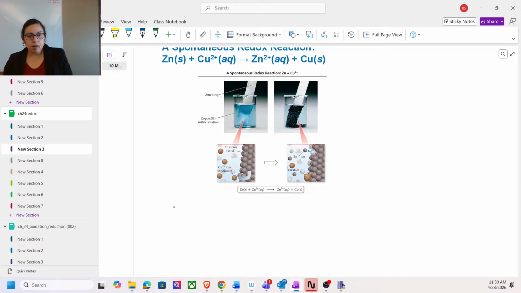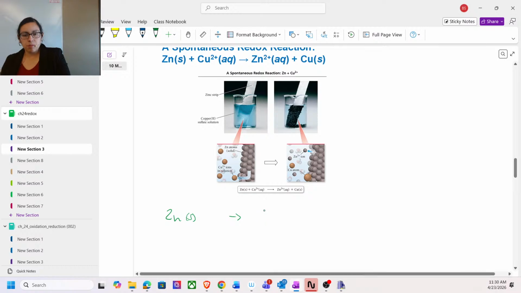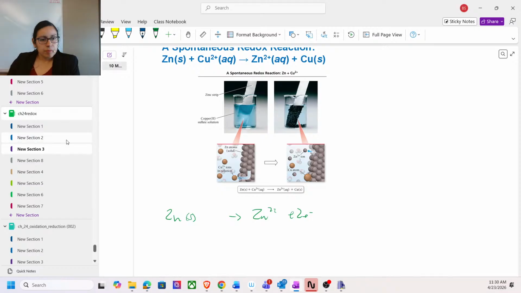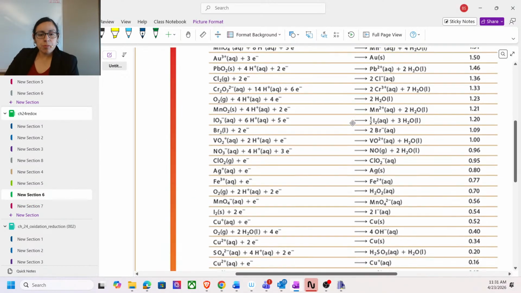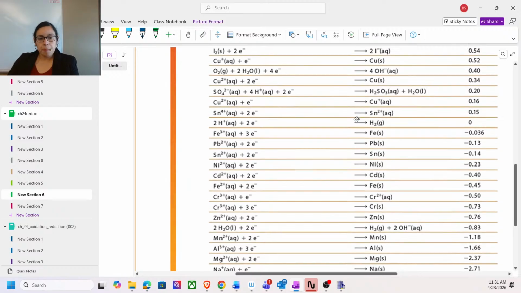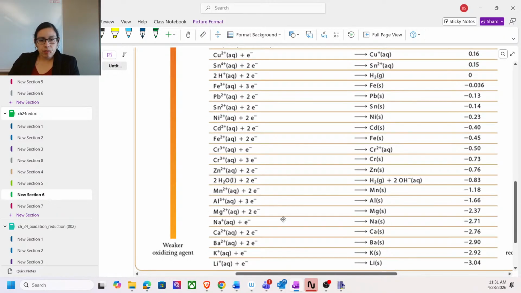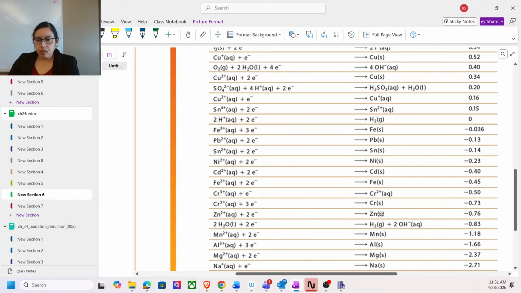I'm just going to get our appropriate half reactions. So we need our zinc going to zinc 2+. So let's look at our standard reduction potentials. So there's zinc, so I need to flip that. So that's going to be positive 0.76.